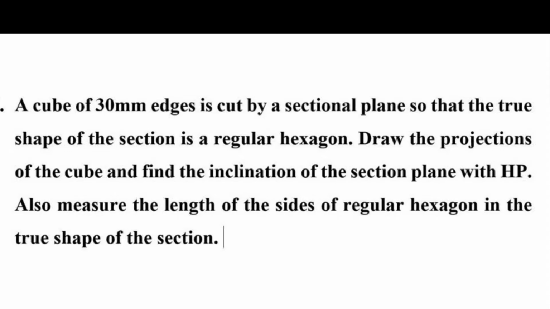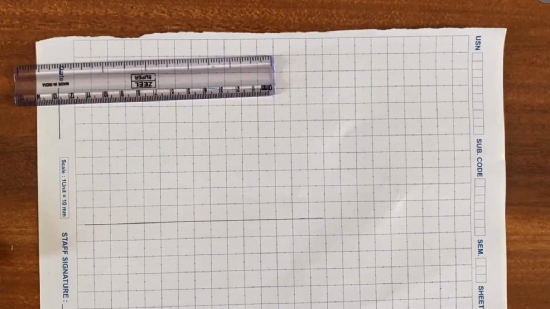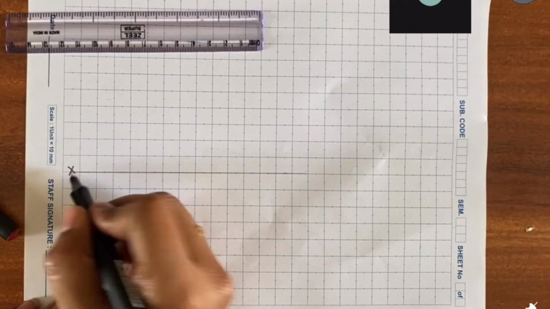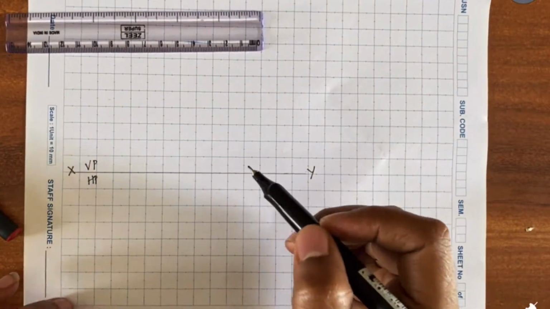In fact, we are supposed to find the inclination of the sectional plane with HP. We must also measure the length of the sides of the regular hexagon that is formed on the true shape. Let us see how we are supposed to solve this problem by drawing it. Firstly, we'll consider an XY line, and since it is first quadrant, we'll consider VP by HP.